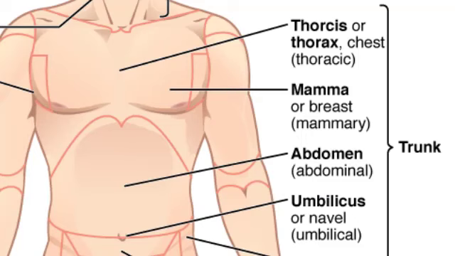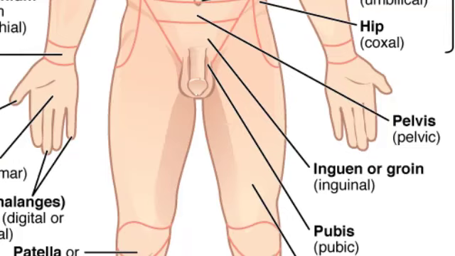In the trunk part of the body, we have thoracis or thorax or chest, or what we call thoracic. We also have mama or breast, or mammary. We also have abdomen or abdominal. Next, we have umbilicus or navel, or umbilical. And of course, the hip is what we call the coxal.